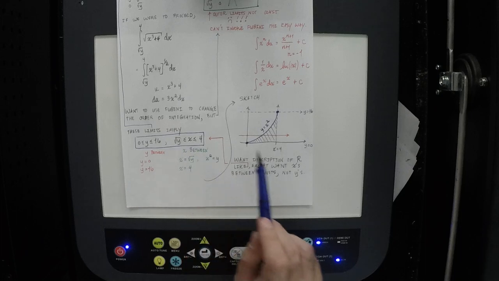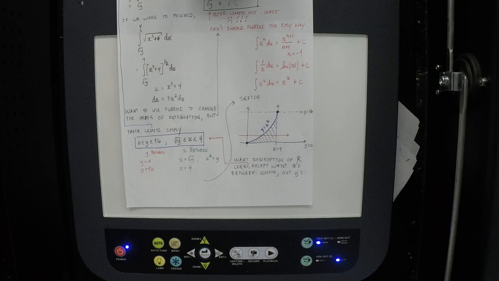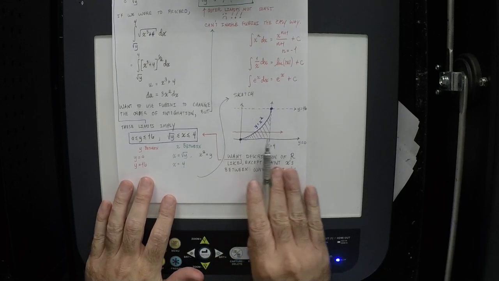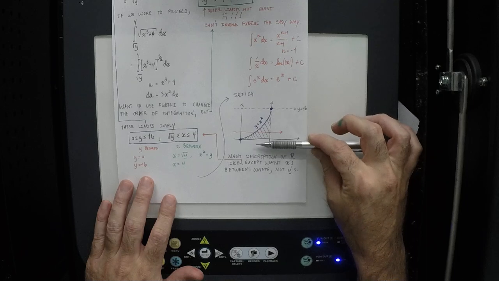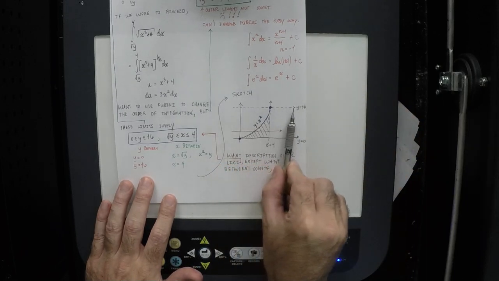What I'm saying is I want to describe this in a different way, where now it's the x's that are between constant things and possibly the y's are not between constant things. So what constant x values is this region between? Just like it's between constant y 0 to 16, what's it between for x's?